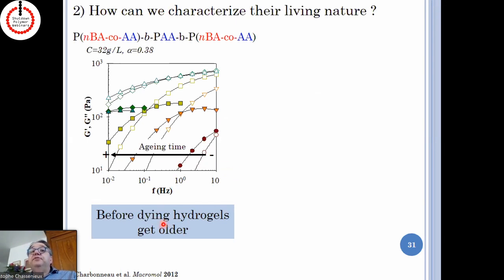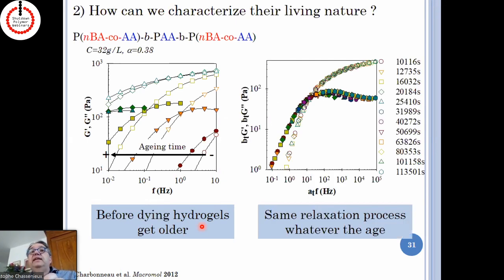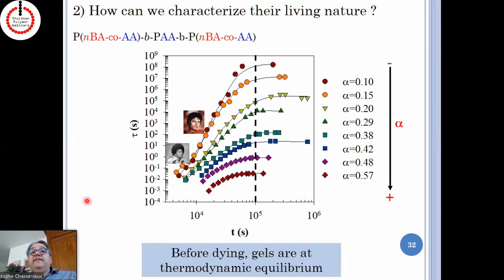It means that before dying, the hydrogels get older, older, and older. And if I plot the relaxation time as a function of the lifetime of my hydrogels, all the gels start very young at the beginning, and they have the tendency to age with time. But at the end, they reach a state which does not depend anymore on the age of the system.